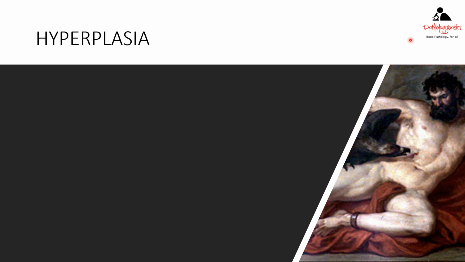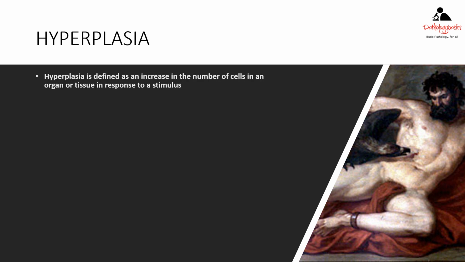Just to remember, at this point it is important to note that the vulture used to come daily and eat a piece of his liver, but the next day when he came, he saw that the liver had gone back to its original size. That is, the liver had regenerated, and this regeneration of liver happened through hyperplasia. So what is hyperplasia? It is defined as an increase in number of cells in an organ or tissue in response to a stimulus. It is physiologic or pathologic.